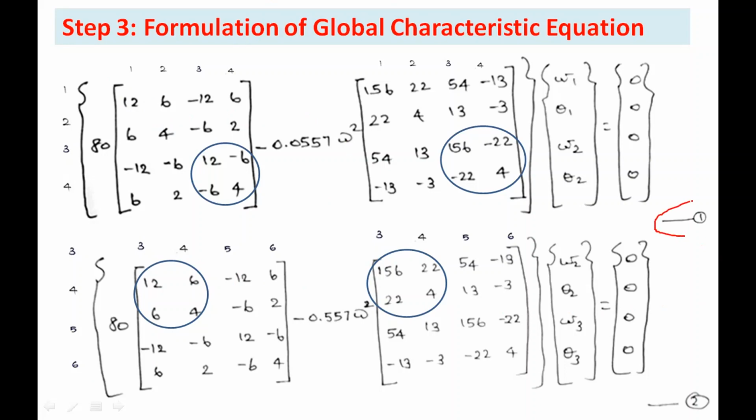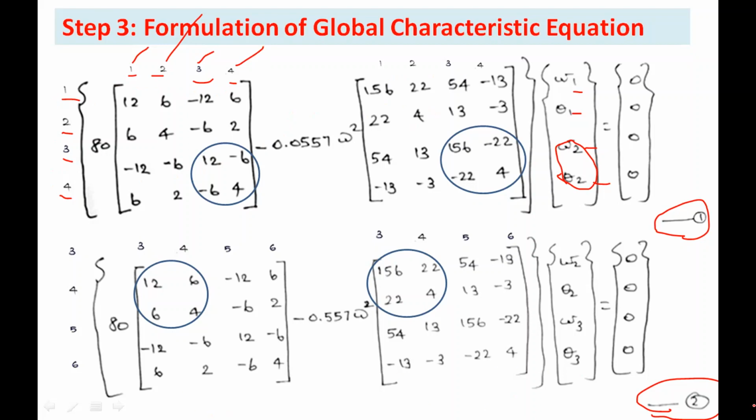This is element 1 and element 2. Now we are using numbers for each element of the stiffness matrix and the mass matrix. Here we are giving 1 2 3 4. These numbers represent the degrees of freedom. Here W1, theta 1, these are the 2 degrees of freedom for node 1, given as 1 and 2. W2, theta 2 are the degrees of freedom for node 2, given as 3 and 4. So 1 2 3 4 we are using for representing the degrees of freedom.